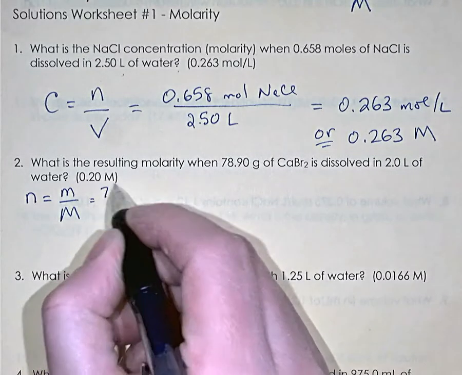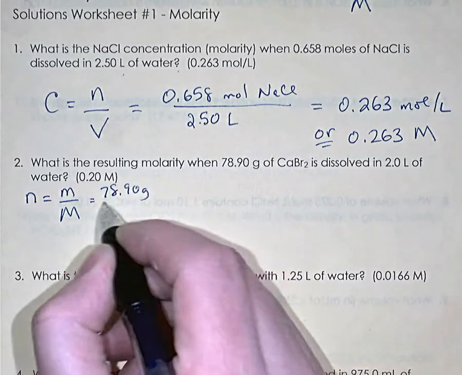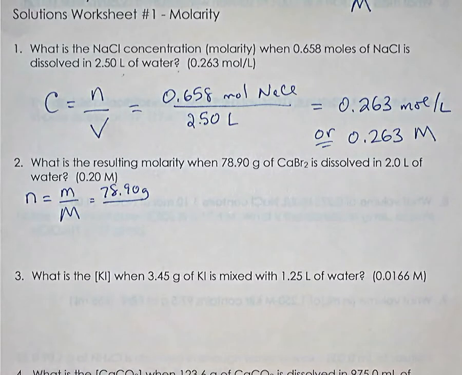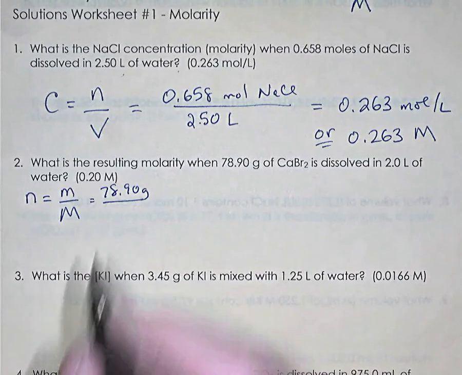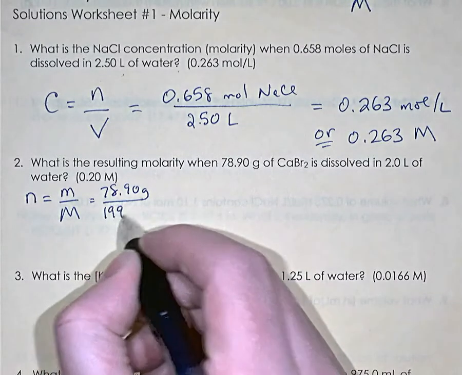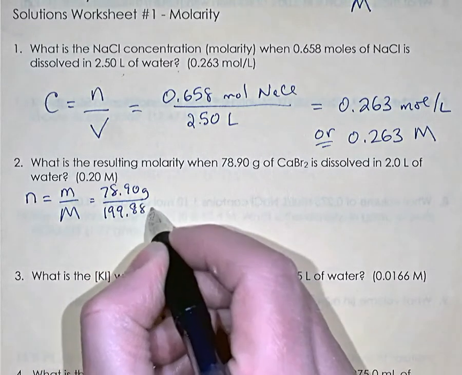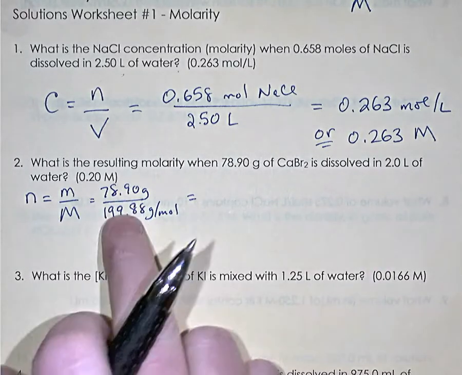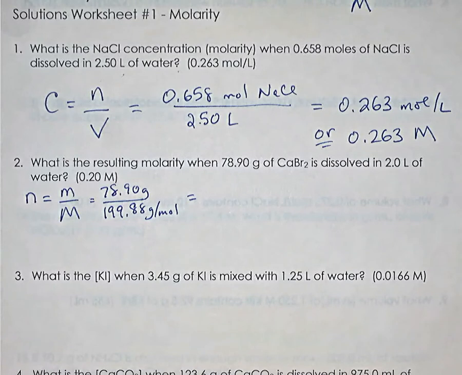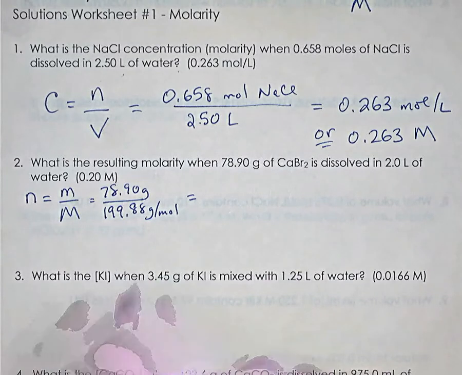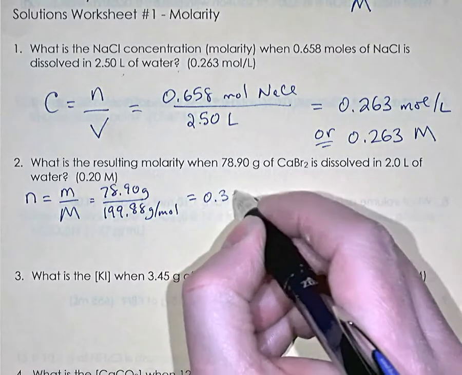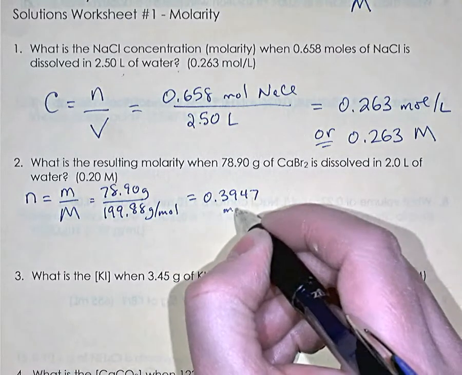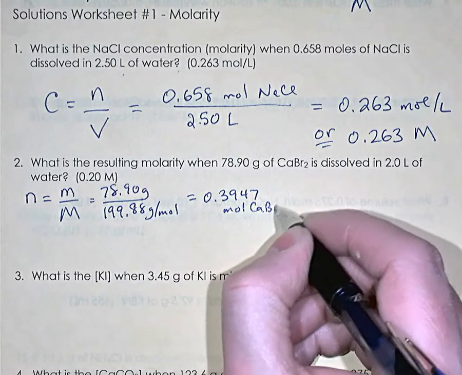So you'd say 78.90 grams divided by the molar mass of calcium bromide, which you would get from a periodic table. It turns out to be 199.88 grams per mole. And dividing that, we'll keep 4 significant digits, 78.90 divided by 199.88. This is 0.3947 moles of calcium bromide.